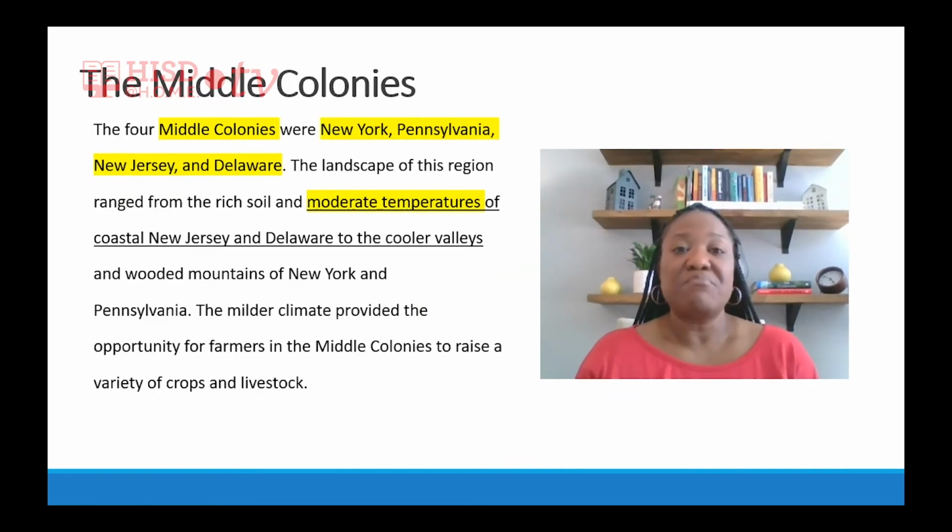The Middle Colonies. Okay, the four Middle Colonies were New York, Pennsylvania, New Jersey, and Delaware. All right, so the landscape of this region ranged from rich soil and moderate temperatures of coastal New Jersey and Delaware to the cooler valleys and wooded mountains of New York and Pennsylvania. The milder climate provided the opportunity for farmers in the Middle Colonies to raise a variety of crops and livestock. Okay, that kind of appeals to me, milder temperatures.